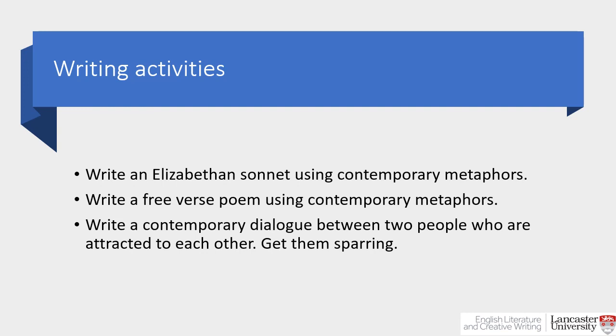At this point, I would like to encourage you to do some writing of your own. And I've got a few suggestions here, but you could actually write anything that you've been inspired to write by reading and thinking about the language of courtship that we've looked at. So you could write an Elizabethan-style sonnet, but perhaps using metaphors that make sense today. Or if you think, well, that's a bit incongruous, you've got an old-fashioned form and contemporary metaphors, write a free verse poem. Write a dialogue if you don't want to write a poem between two people. Get them sparring a bit like Romeo and Juliet do.